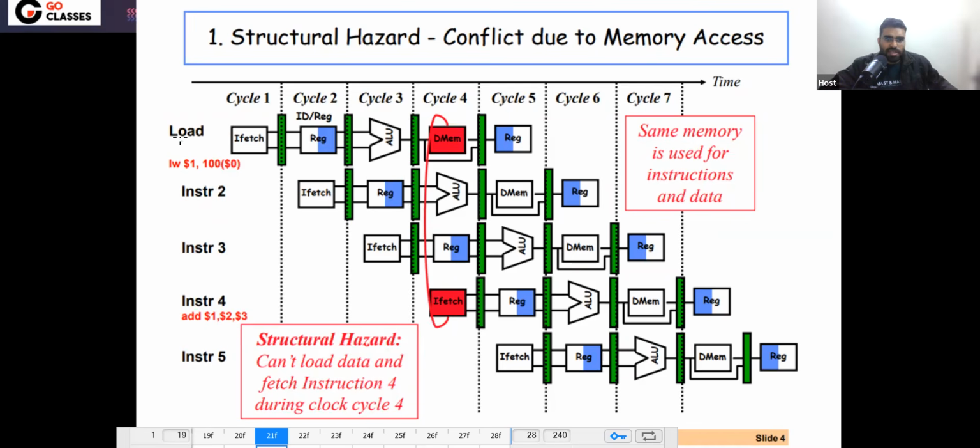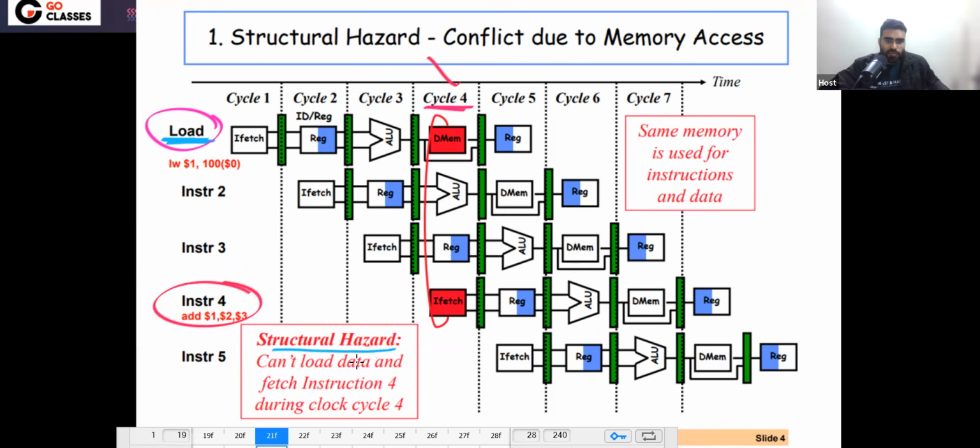So you can see this is a load instruction. Just look at this example. This is a load instruction. In cycle C4, it needs to access the data memory. This load instruction needs to access the data memory. In the same cycle, this instruction also needs to access the main memory, right? Yes or no? This instruction also needs to access the main memory.